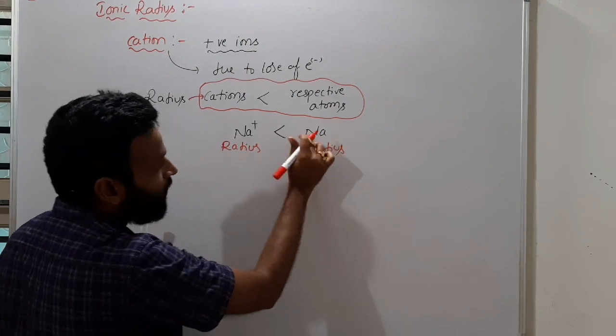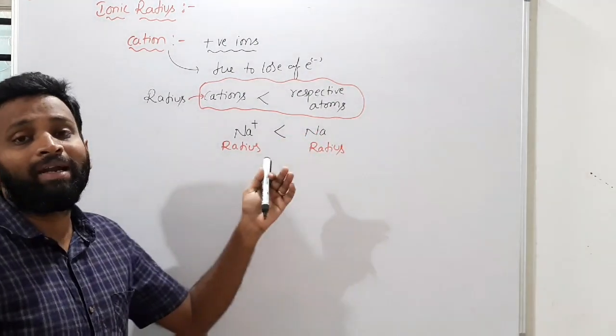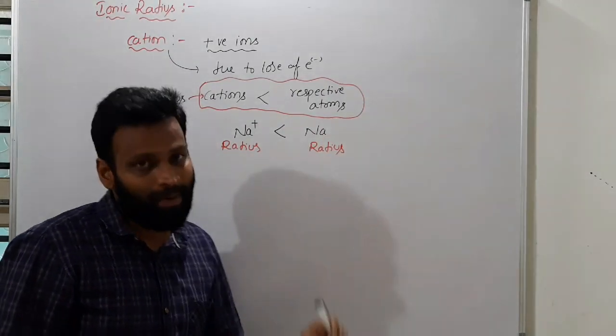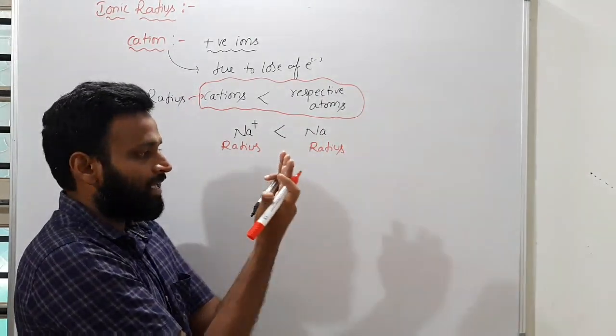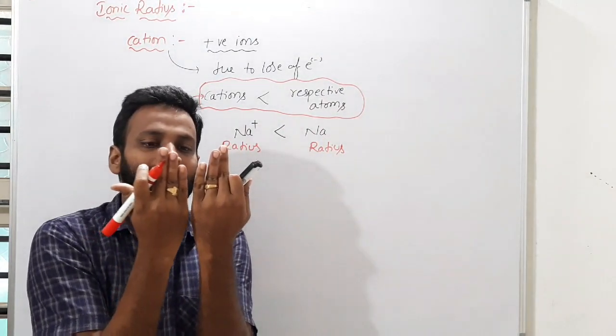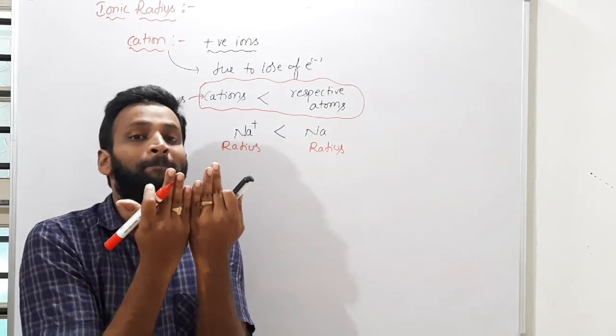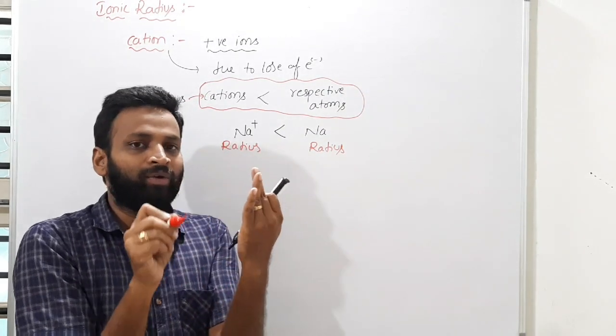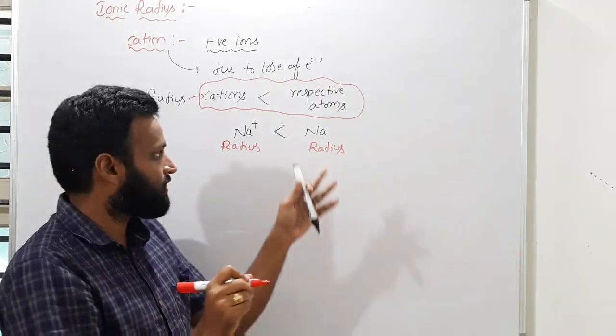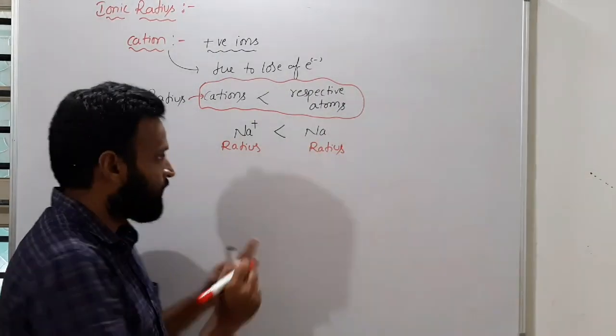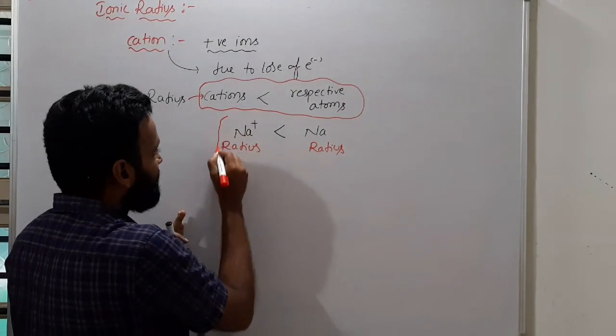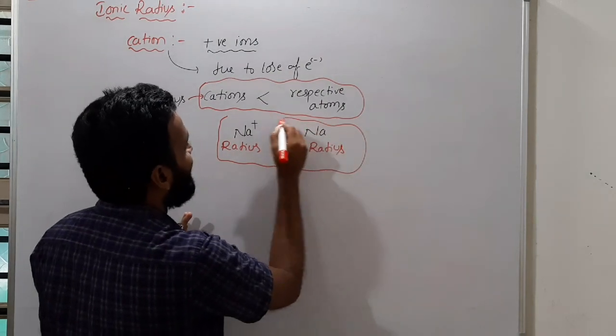In sodium, what radius will we consider? Metallic radius, because sodium is a metal. One sodium is adjacent to another sodium metal, so half the internuclear distance we have to consider, that is the metallic radius. So here Na+ radius is smaller than Na.